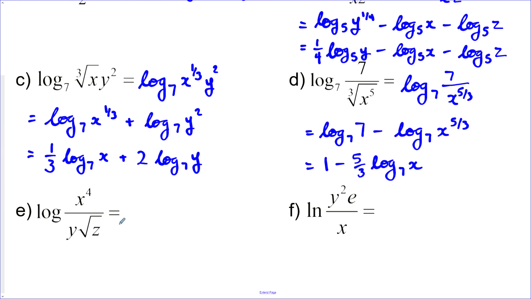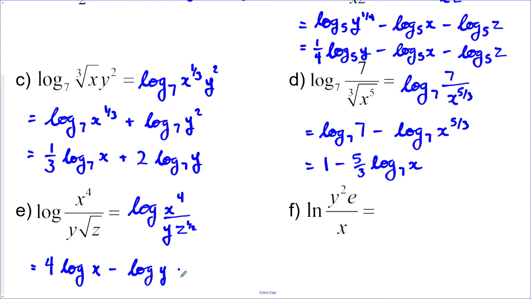And let's get rid of the radical here. Log of x to the power of 4 over y times z to the power of 1/2. That's only z's exponent, not y's. We'll break this apart, and let's drop these exponents in the same step. So we've got 4 log x minus log y minus 1/2 log z.